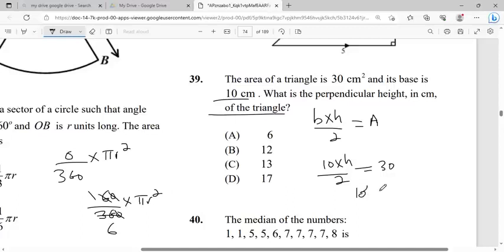10 times h gives us 10h. 30 times 2 gives us 60. And then 10h, so we divide by 10. So it's 6. Let's check if it makes sense. 6 times 10 is 60, divided by 2, 30. All right.